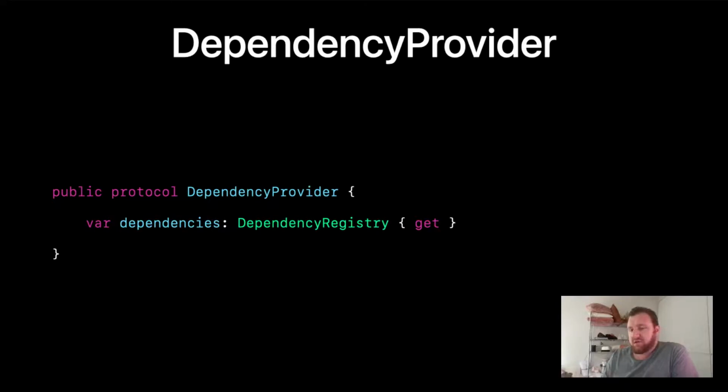And all it needs to do is say, hey, at .dependencies, there will be a dependency registry. And that's all that the property wrapper needs to know to be able to actually dive in and get that dependency out live. This is where we're going next.